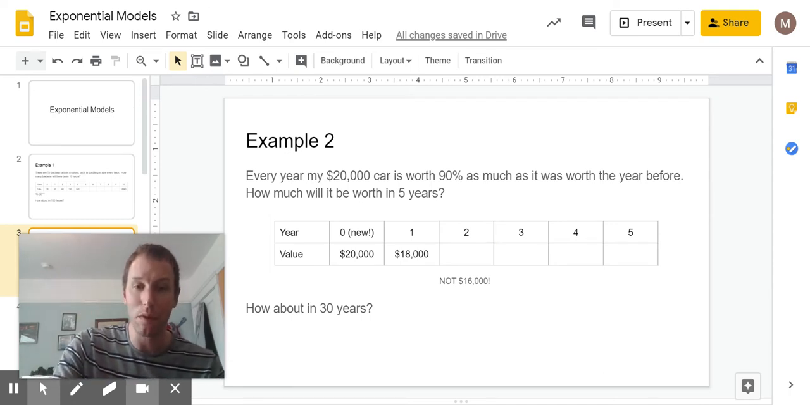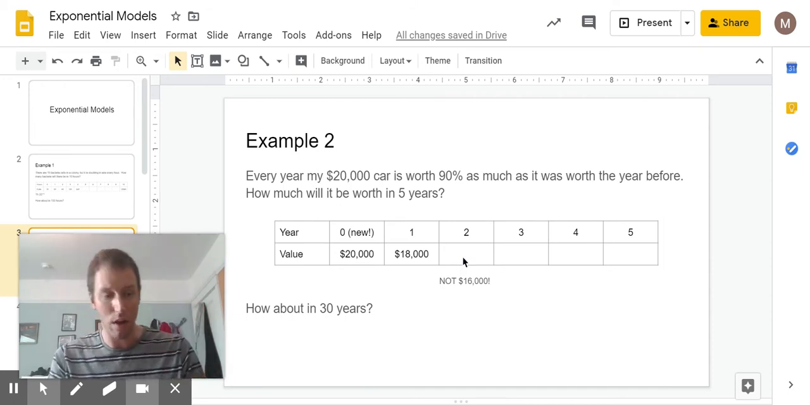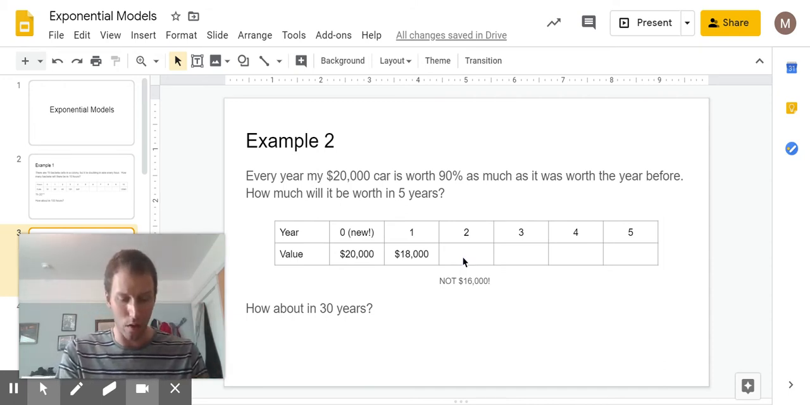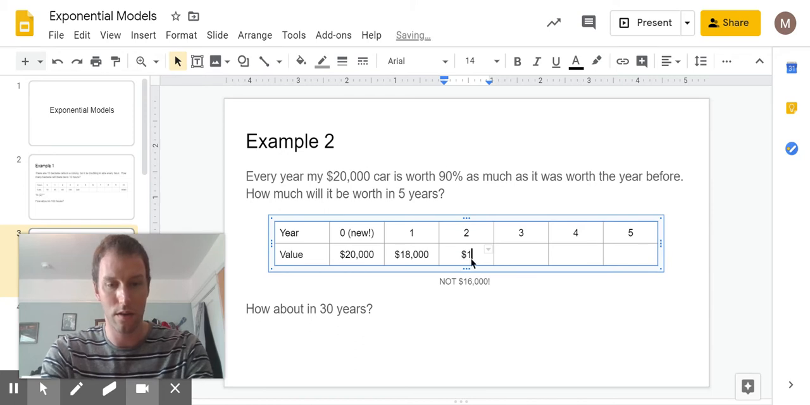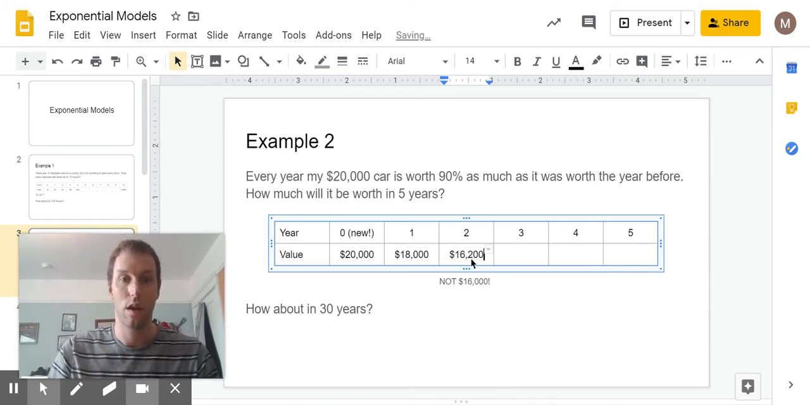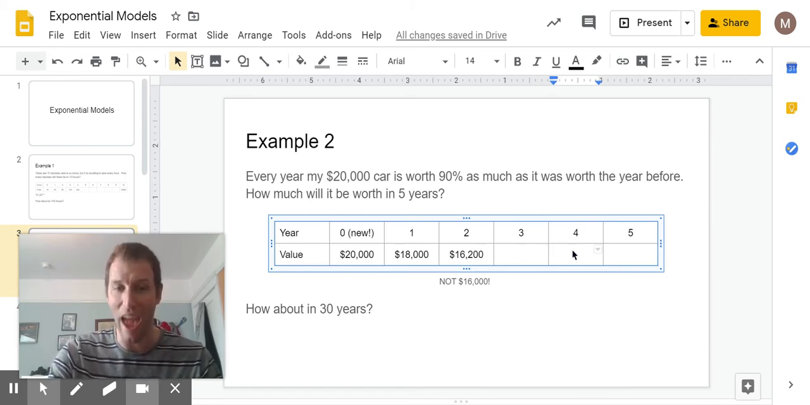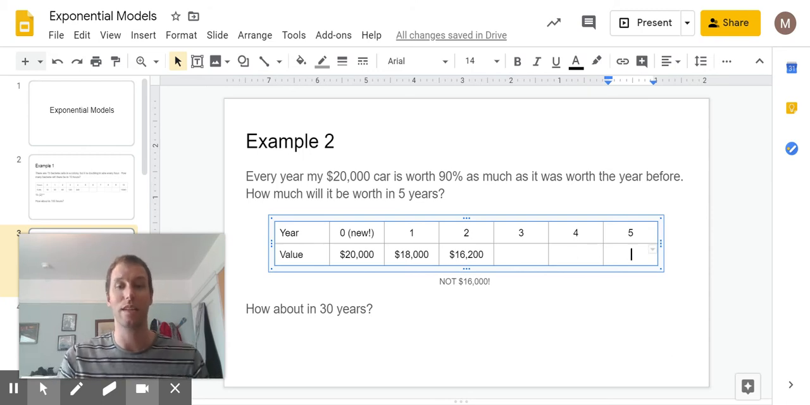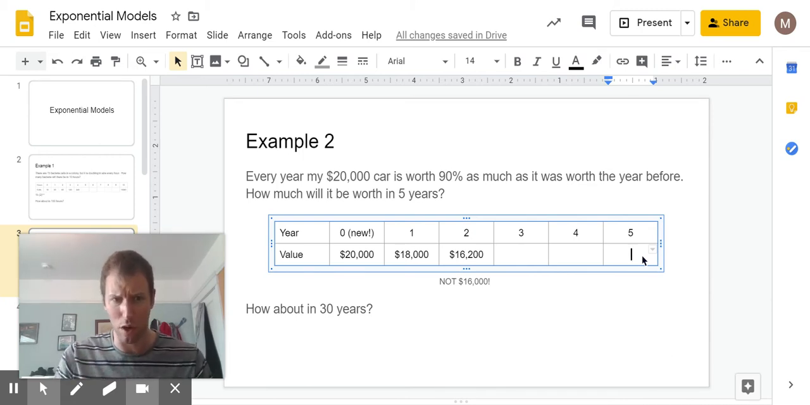So what's 90% of the $18,000? And yes, I'm going to use my calculator for this. I suggest you do as well. I got $16,200. Okay, year 3, what's 90% of that? Year 4, what's 90% of that? Year 5, what's 90% of that? To figure out what it's worth in 5 years. You have a second while I work it out. Pause the video if you need longer than that.